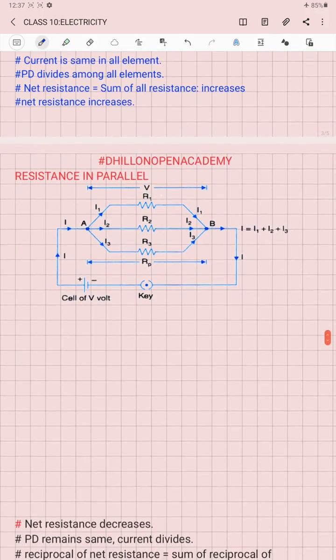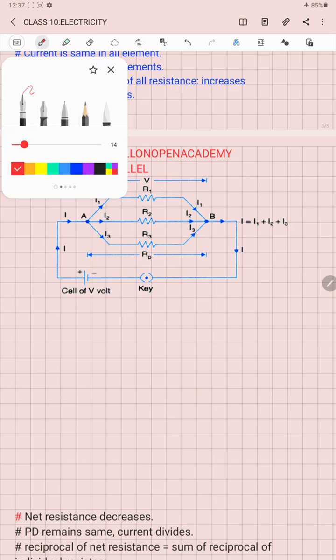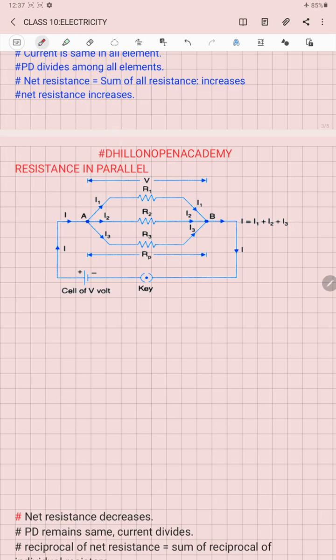This next figure is showing the parallel combination of resistances, in which R1, R2 and R3 are connected in parallel with each other with a battery with the help of a key. If resistances are placed parallel to each other, if this is the first resistance, second resistance and third resistance, you connect their same side terminals with each other. In that case, we call this the parallel combination. Such a combination is right in front of us.